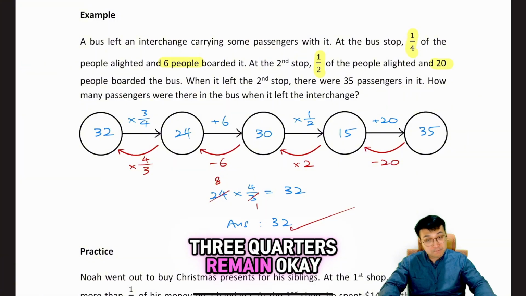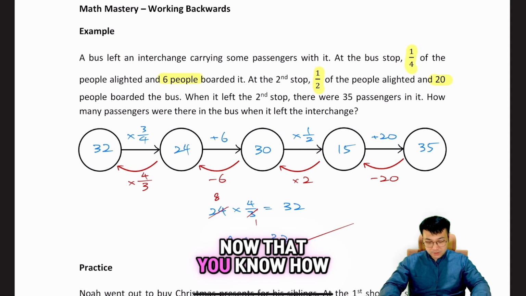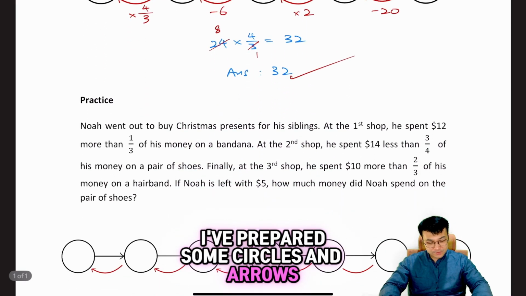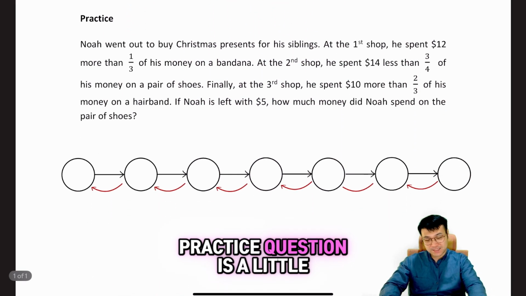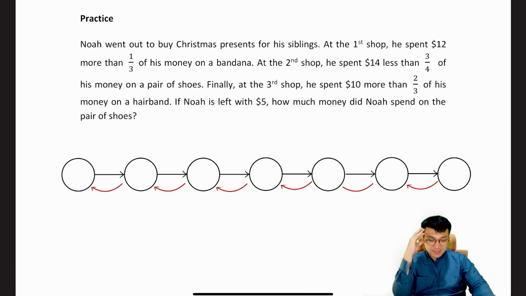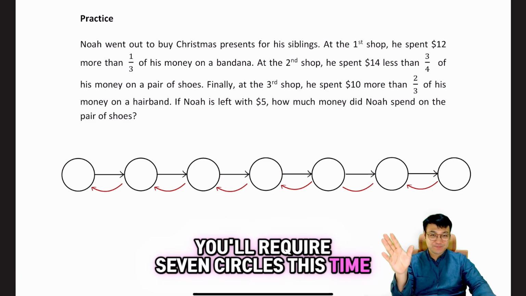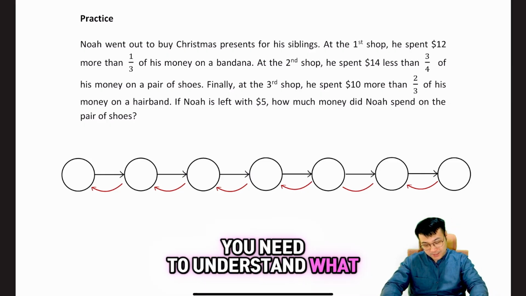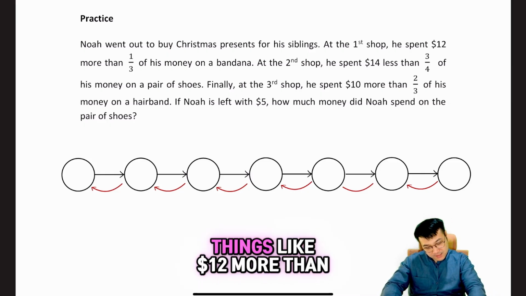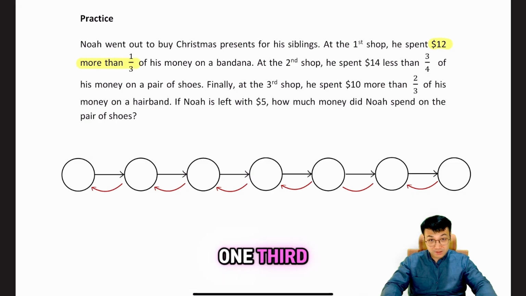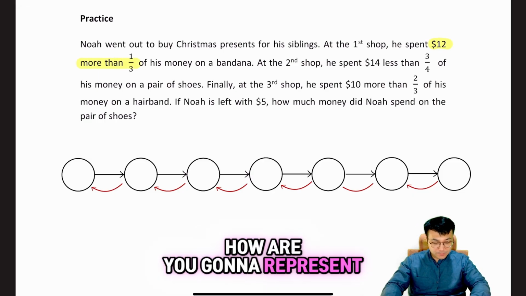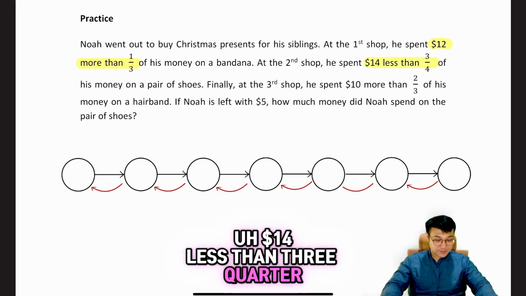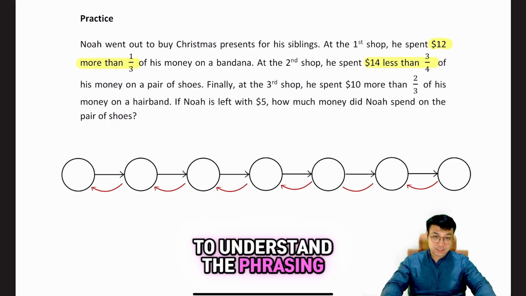3/4 remain. Okay, now that you know how to apply the strategy, I've prepared some circles and arrows for you. Practice question is a little bit more challenging, okay? You'll require 7 circles this time because there are more steps involved. And one more thing, you'll need to understand what the question is saying. Things like $12 more than 1/3. What does that mean? How are you going to represent it on your diagram, right? $14 less than 3/4. You need to be able to understand the phrasing of the question.